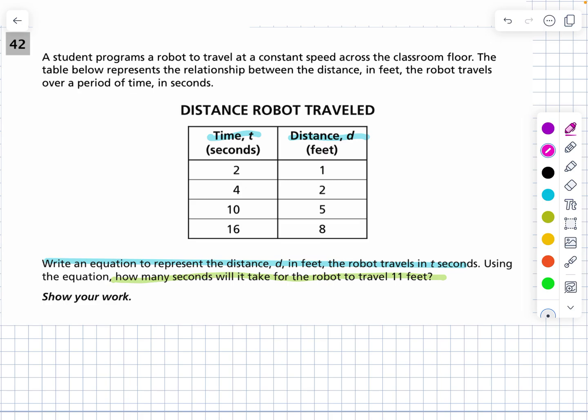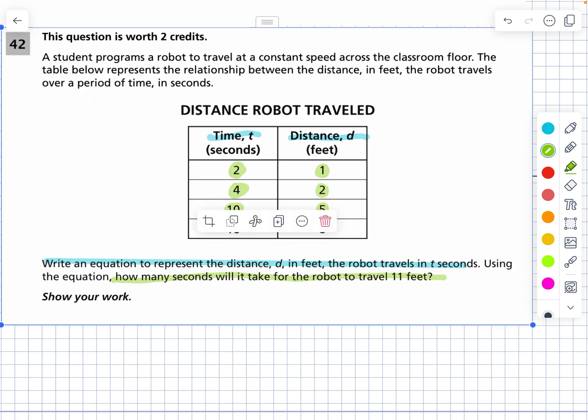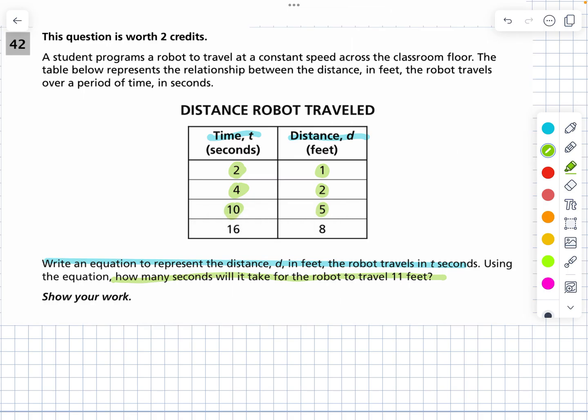So we need to look at this chart and see if you see any patterns here. When the robot goes 2 seconds, the distance that it travels is 1 foot. When it goes 4 seconds, the distance it travels is 2 feet. I'm hoping you see the pattern here, that the distance is half of the value of the time.